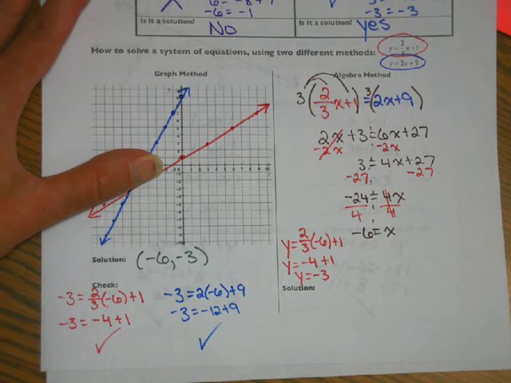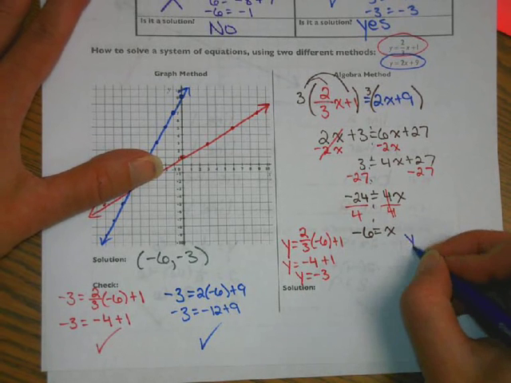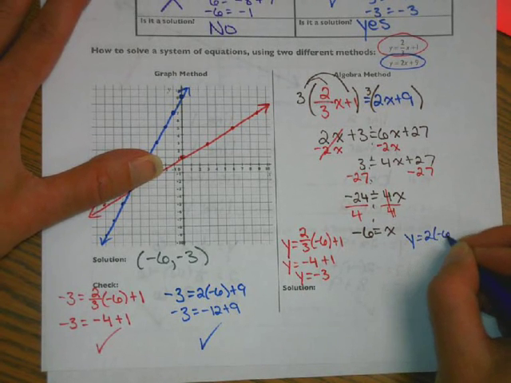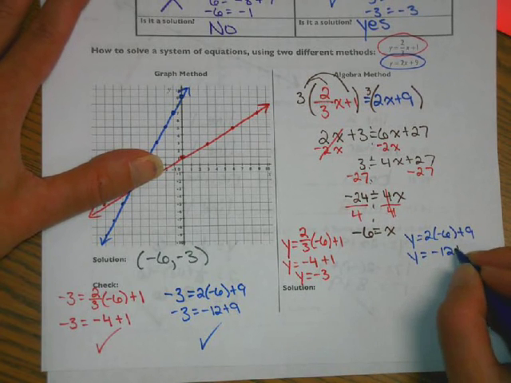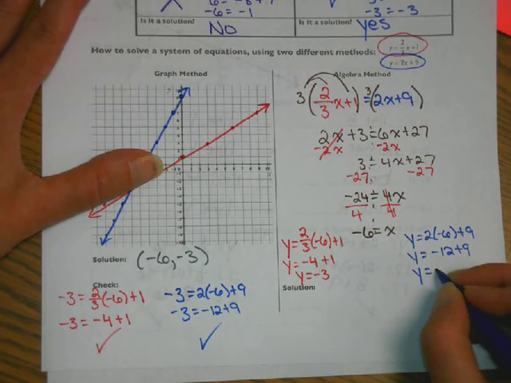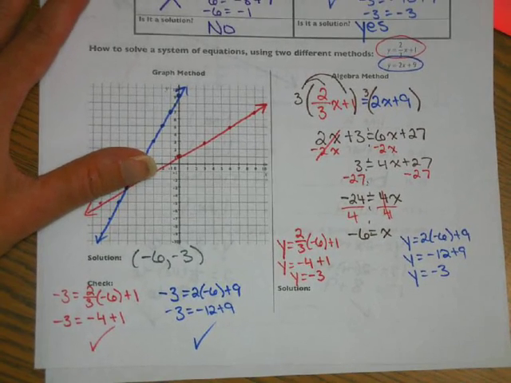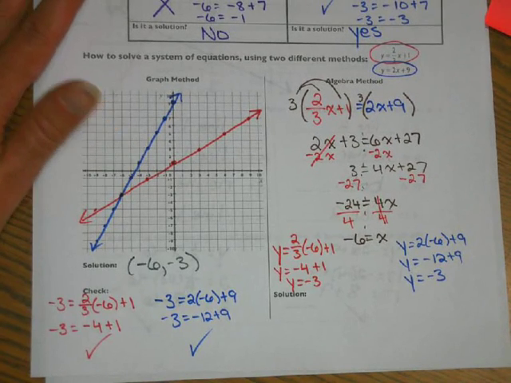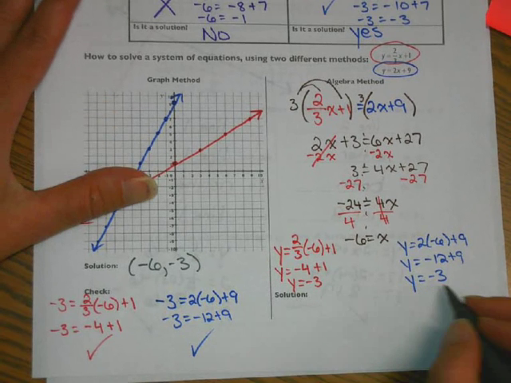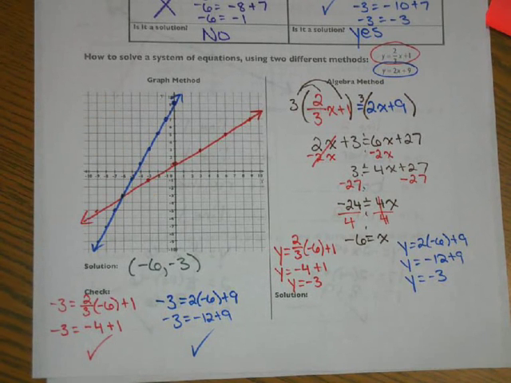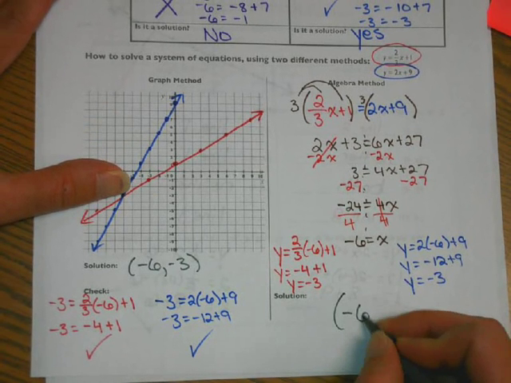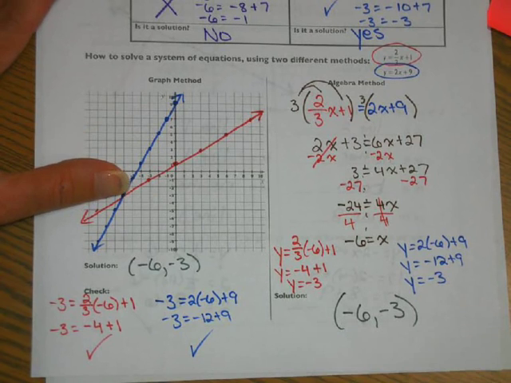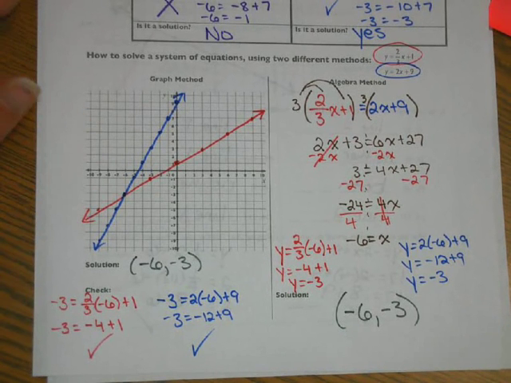If I plug into the other equation, y equals 2 times x plus 9. That's negative 12 plus 9. y equals negative 3. It doesn't matter which equation I go to. I'm getting the same y value, and that's the whole point. Systems are solved at the same time. In other words, we get the same y value. So the solution is the point negative 6, negative 3.